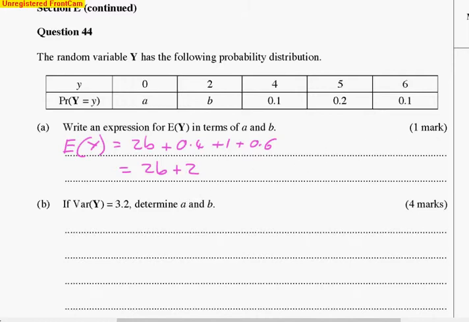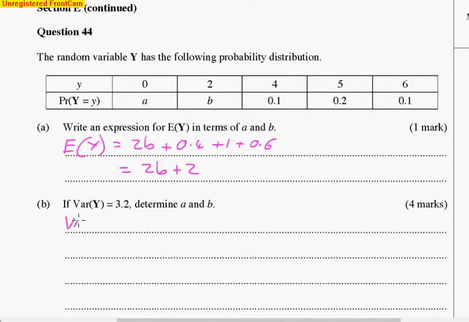Okay. The second part, we'll have a bit more going on. This is worth 4 marks. That first bit was pretty straightforward. Find the variance. Oh, we've got the variance. Determine a and b. Okay. Well, you do know that a and b plus these other 3 bits all adds up to 1, because all the probabilities must add up to 1 if it's a probability distribution. But let's find the variance.